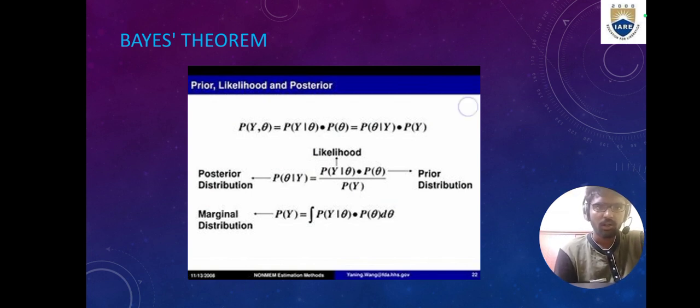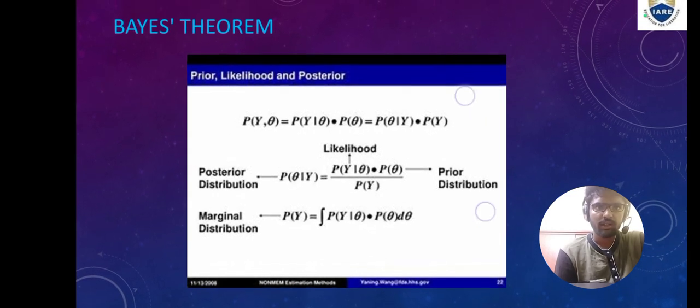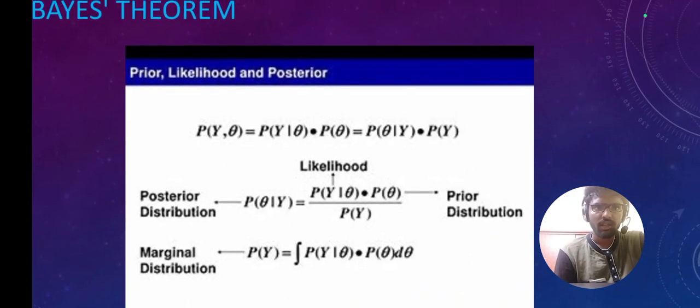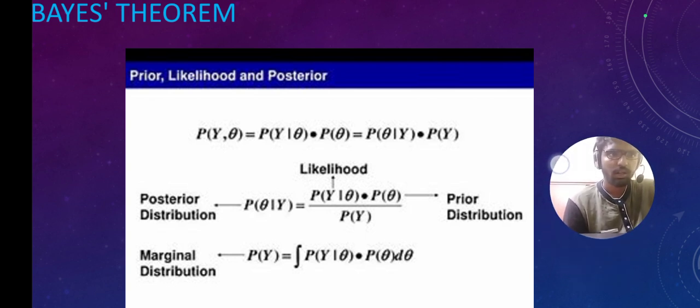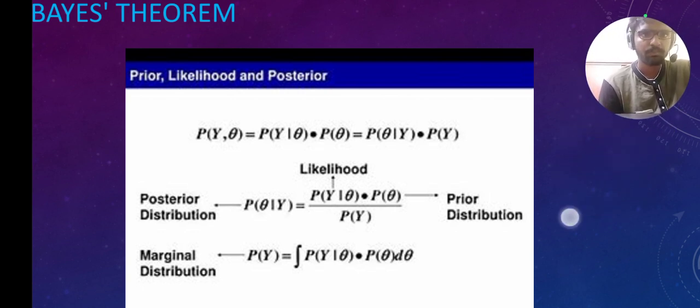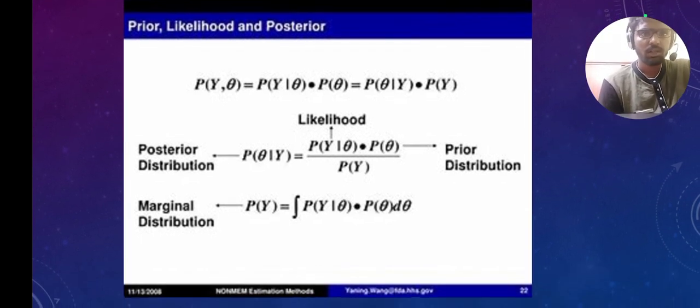Here is a formula which is used to calculate Bayes theorem. Here we can see P(y, theta) is equal to P(y | theta), which is a conditional probability statement we will discuss later, times P(theta), which is equal to P(theta | y) times P(y). So this is the condition for Bayes theorem.